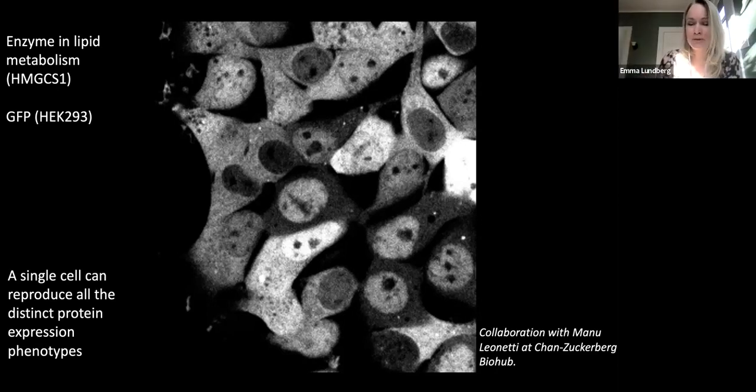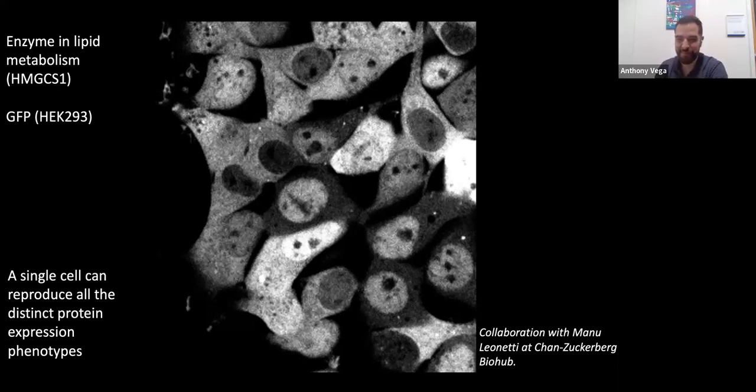I would love to see tools develop where we could, for example, knock down HMG-CS1 in the nucleus only, and then look for phenotypes. Because I really think that's what we need in order to find these weaker phenotypes as well. So maybe not the answer you were looking for, but no, it's very interesting, I think.